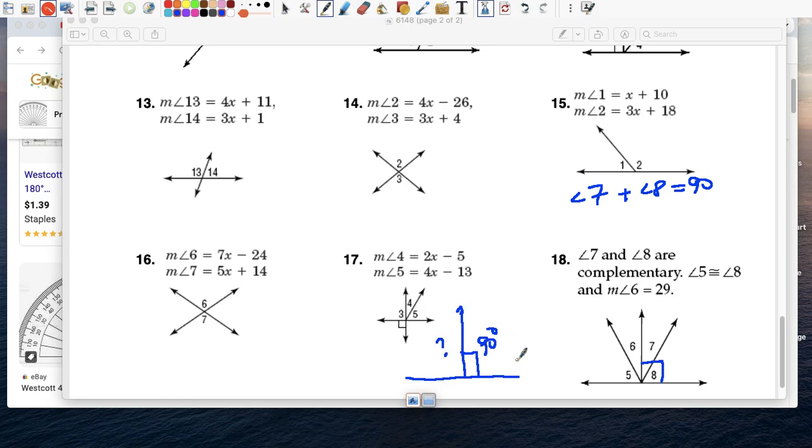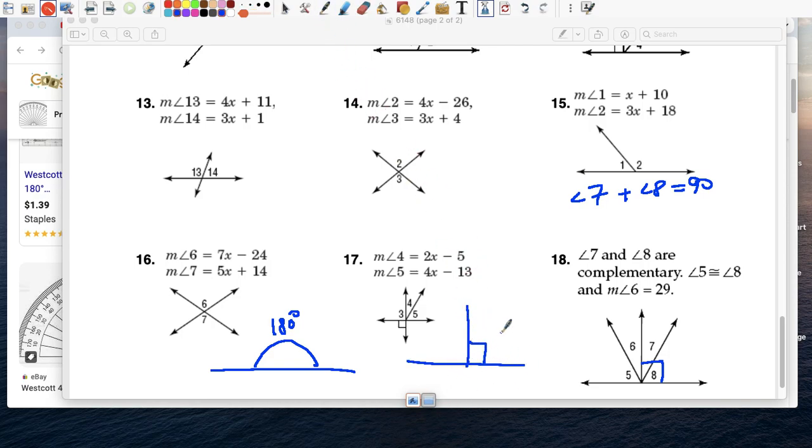how much would be this side? Well, that side would also be 90 degrees, because it's a straight line. And a straight line forms 180 degrees. So in here, they're telling us that 7 and 8 are complementary, which means their sum equals 90. So we know, and I'll draw it again, this angle is 90 degrees. If that's 90, the other side also is 90. So let's start doing this. 5 and 8 are complementary.